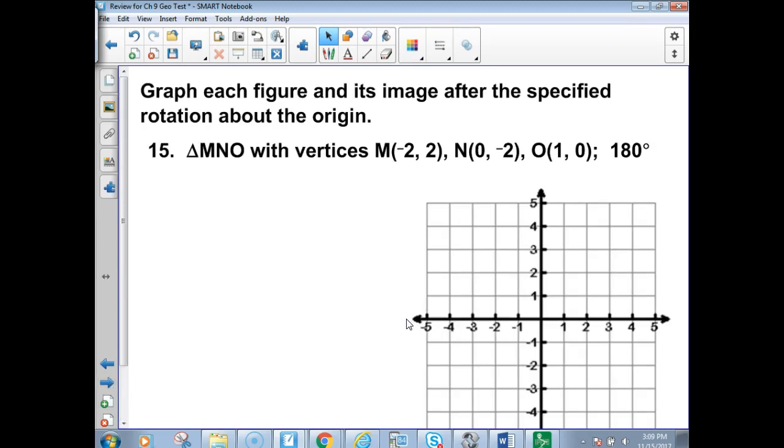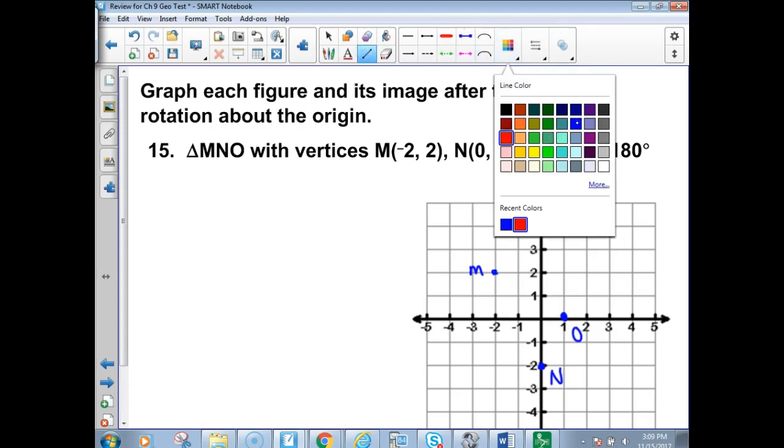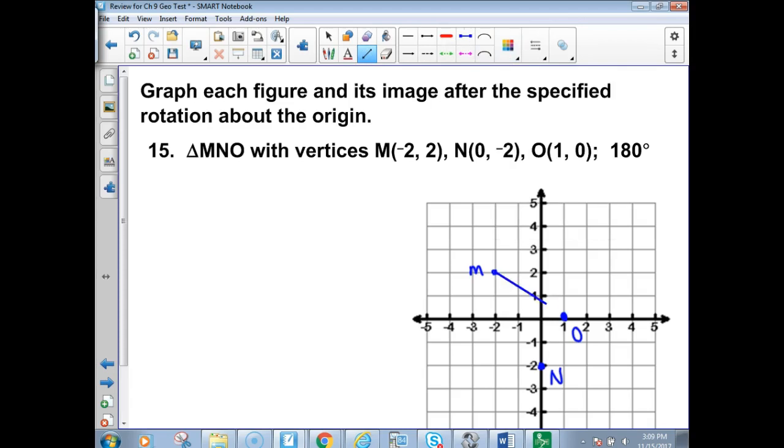All right, now 15, let's move on to that one. We're going to plot -2, left 2, up 2. -2, 2 is M. 0, -2 will be on the y-axis. There's N. And 1, 0 on the x-axis for O. Connect them.